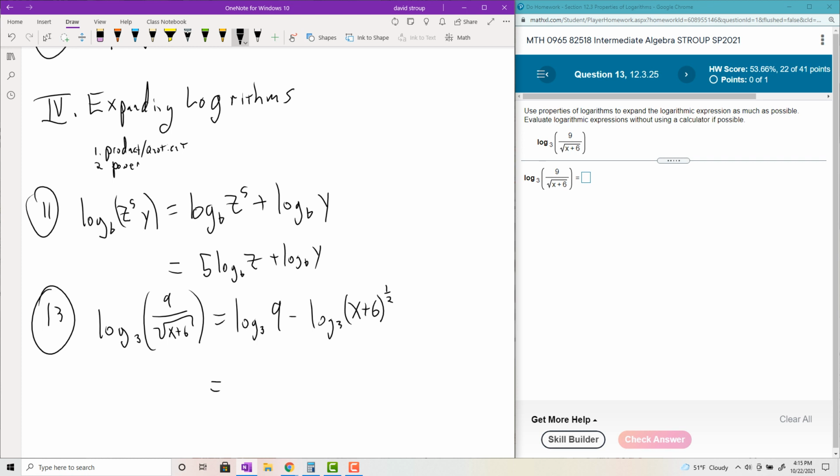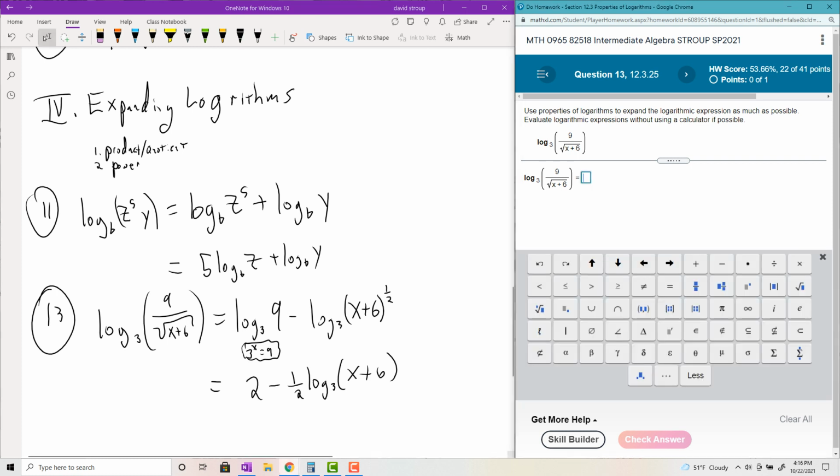Log base 3 of 9, that's asking 3 to what power equals 9. Right? I can simplify that. That's just 2. And then minus 1/2, I'm going to bring down the power, log base 3 of x plus 6. Right? Let's make sure it works.